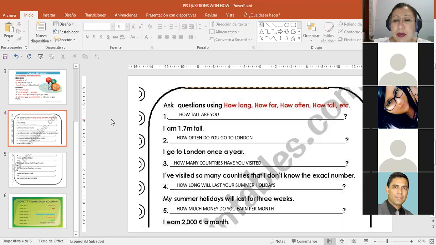How much money do you earn per month? I earn 2,000 euros a month. Okay, very good. Thank you.